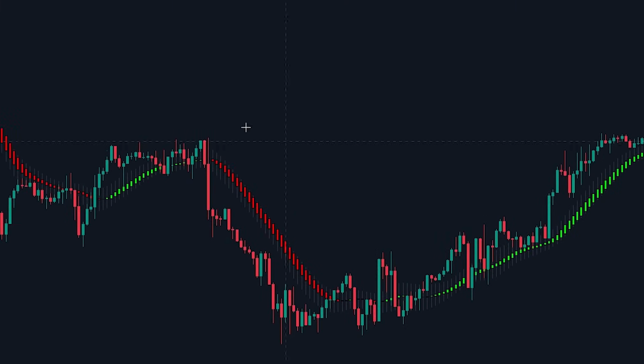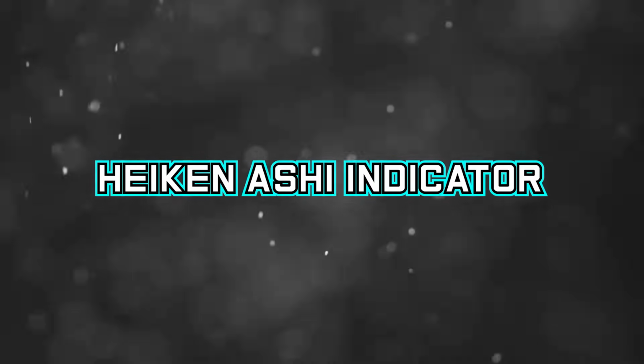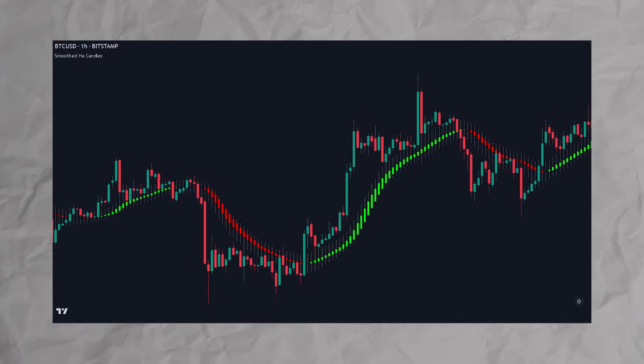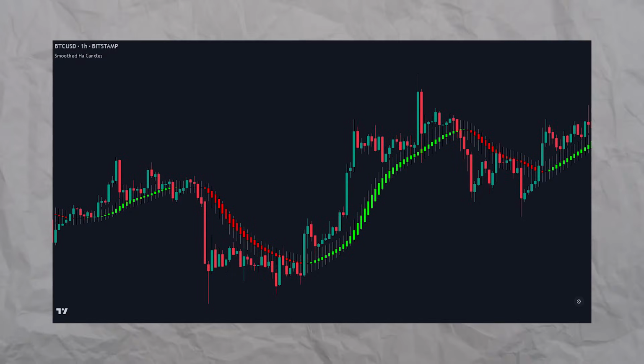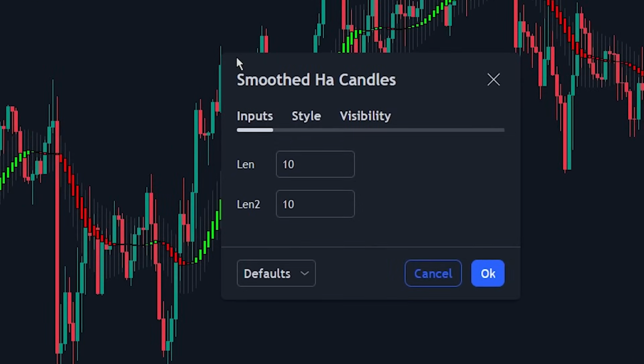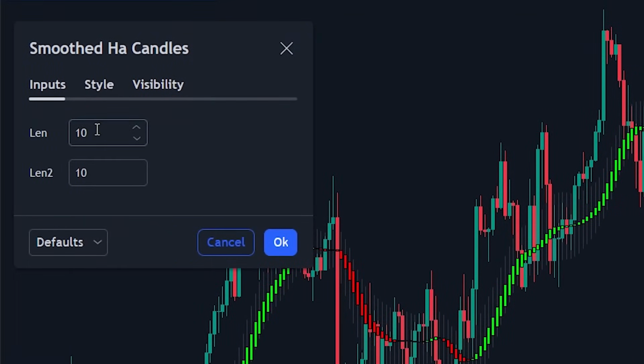Now let's take a look at how the indicator works. The smoothed Heiken Ashi indicator works a bit differently than the regular Heiken Ashi candlesticks. The main difference is that the smooth Heiken Ashi indicator plots the Heiken Ashi candlesticks as a moving average. If we take a look at the input settings of the indicator, we will see that there are two values that can be changed. These two values represent the first and second smoothing that is applied on the candlesticks.